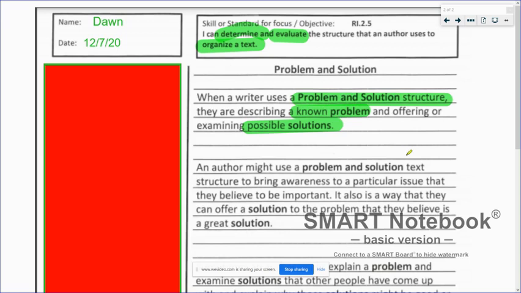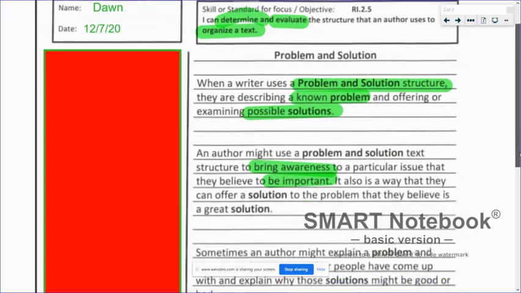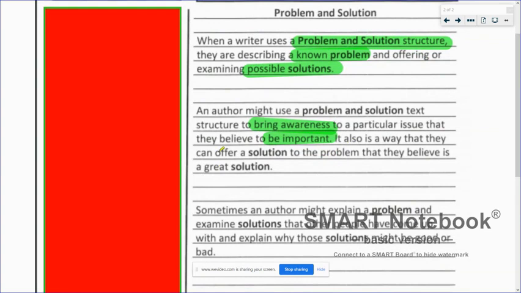The next paragraph, an author might use a problem and solution text structure to bring awareness to a particular issue that they believe to be important. So they're trying to bring awareness. The reason they would use this is they want to bring awareness to something that they believe to be important. It also is a way that they can offer a solution to the problem that they believe is a great solution. So it's a way that they can offer a solution.